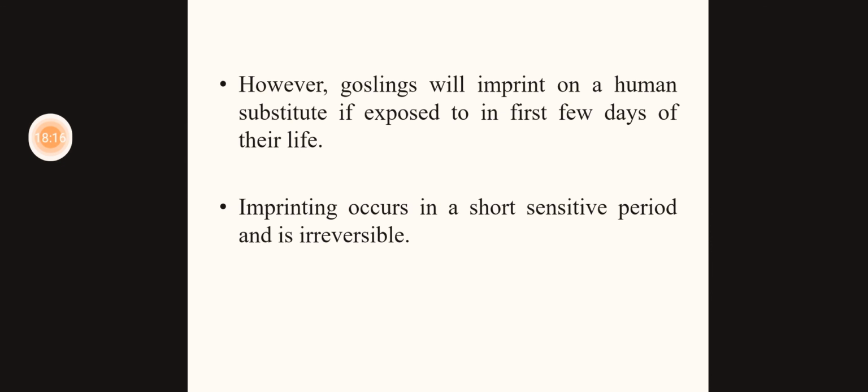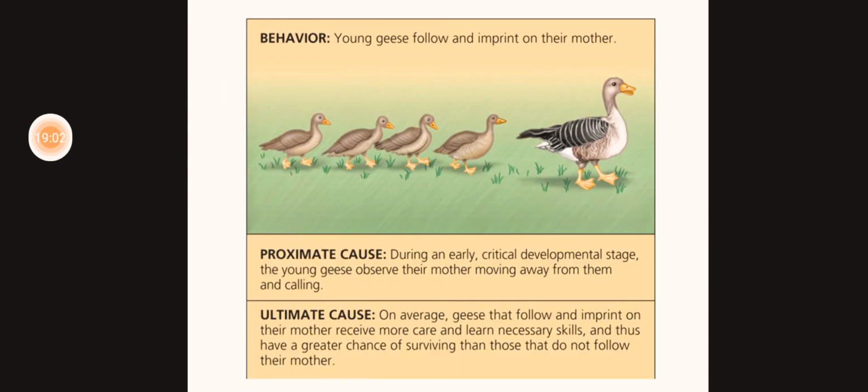Imprinting the behaviors from the mother. However, goslings will imprint on a human substitute if exposed in the first few days of their life. Imprinting occurs in a short sensitive period and is irreversible. So one person said that what you imprint when you are a little child, the thoughts, the thinking imprinted in your mind, may live forever in your life. So imprinting is a short sensitive period in which the things you observe and learn may not change for life behavior.